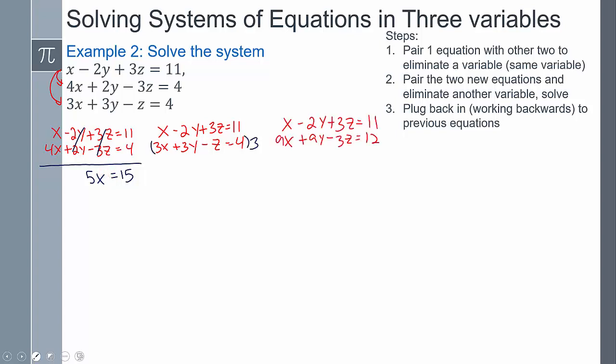Now on this side, what I need to do is to make these opposites, right? I said I need to eliminate z. This needs to be negative 3z. So I multiply everything by 3. So that became 9x plus 9y minus 3z equals 12. Now that these are opposites, I can add them together to create a new equation. 10x plus 7y equals 23.